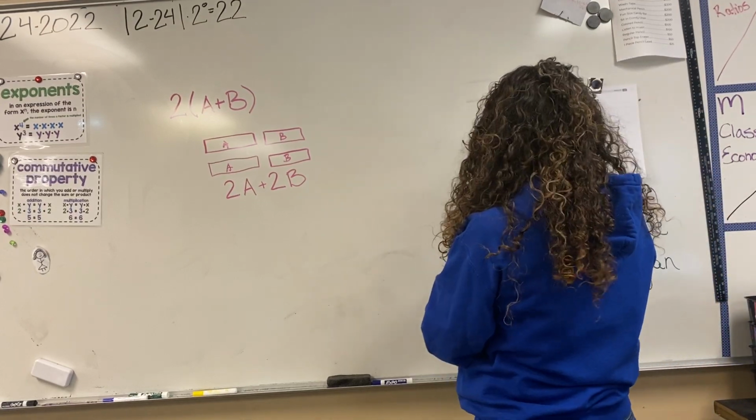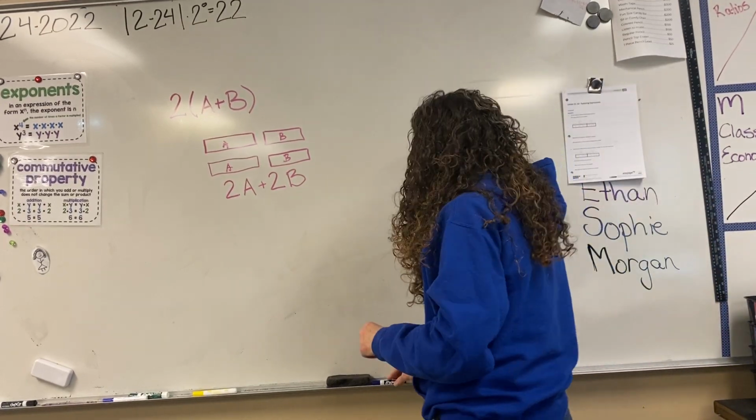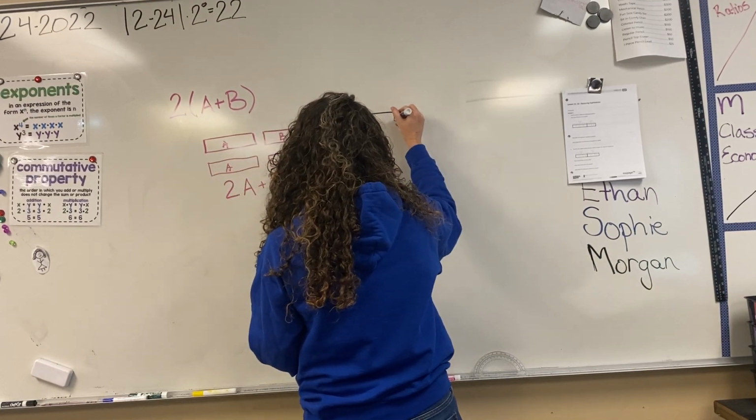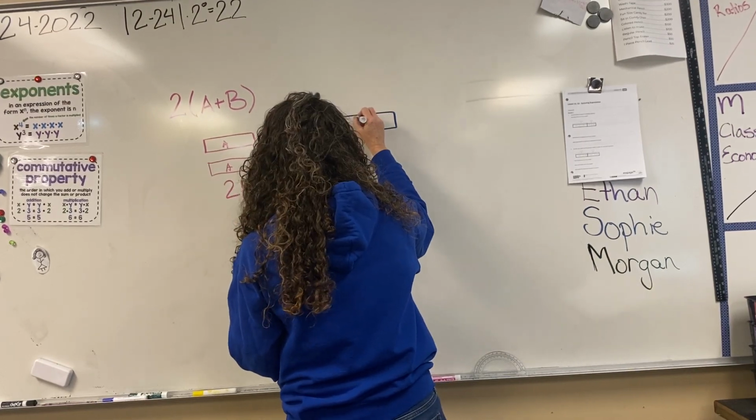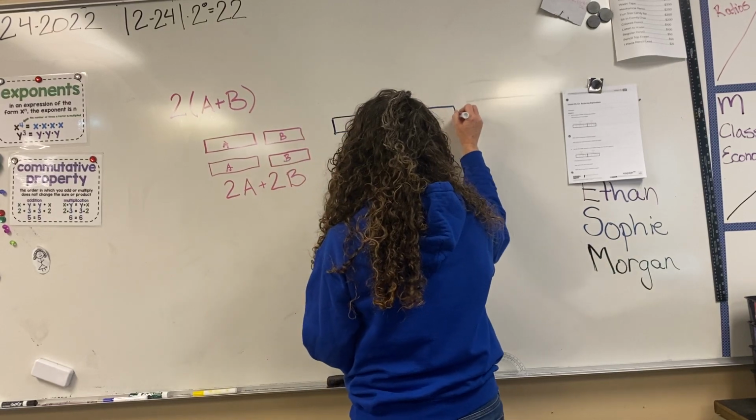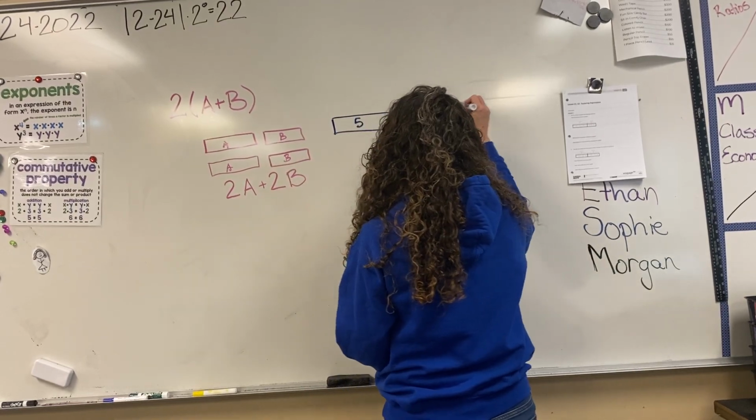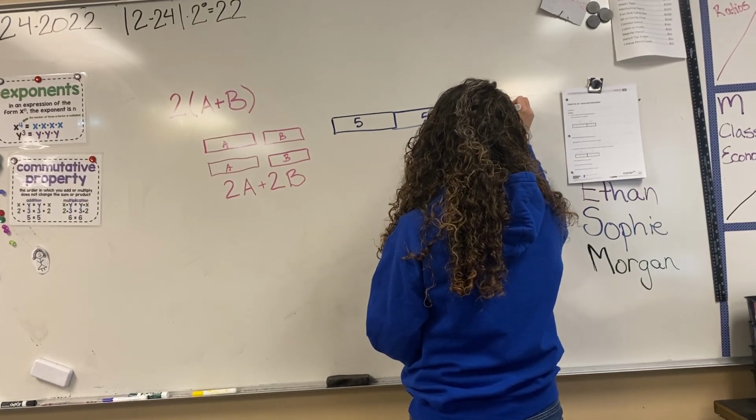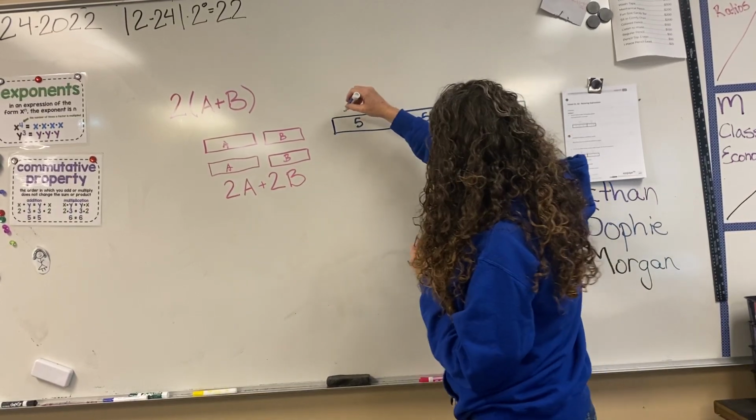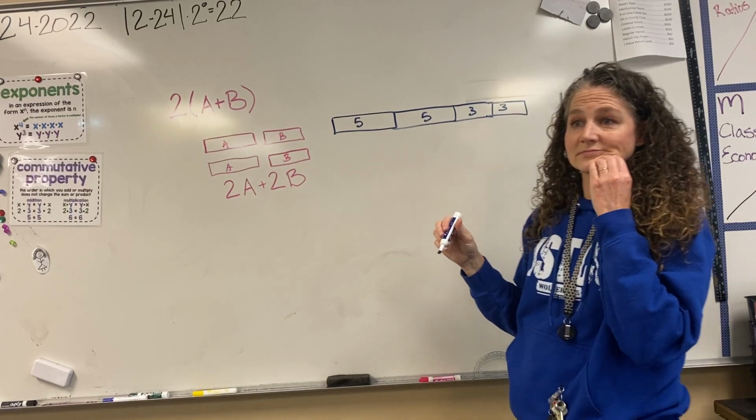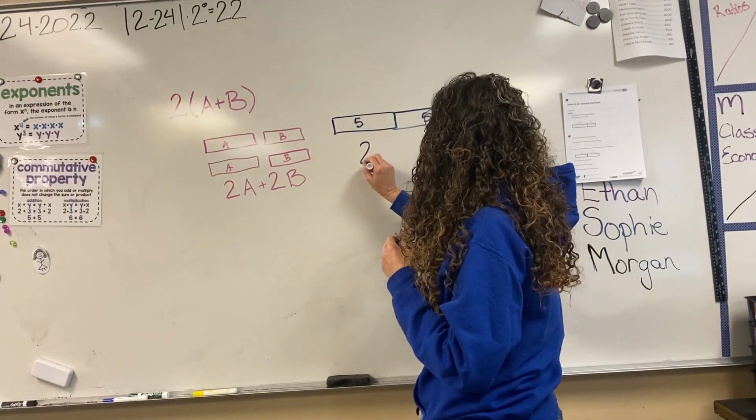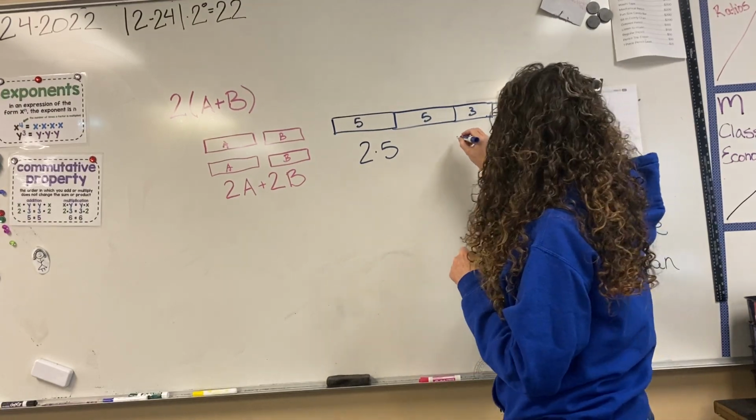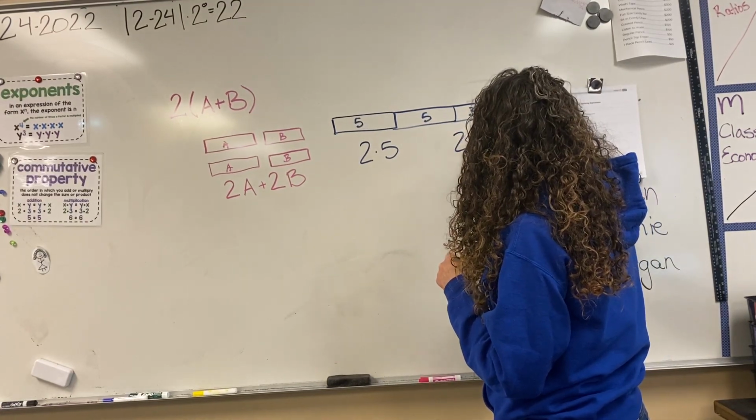So let's do example 1. We have 2 5s and 2 3s. We're going to use real numbers on this one. So we have a 5 and a 5 and a 3 and a 3. How many 5s do I have? 2. So I have 2 times 5. How many 3s do I have? 2. 2 times 3.